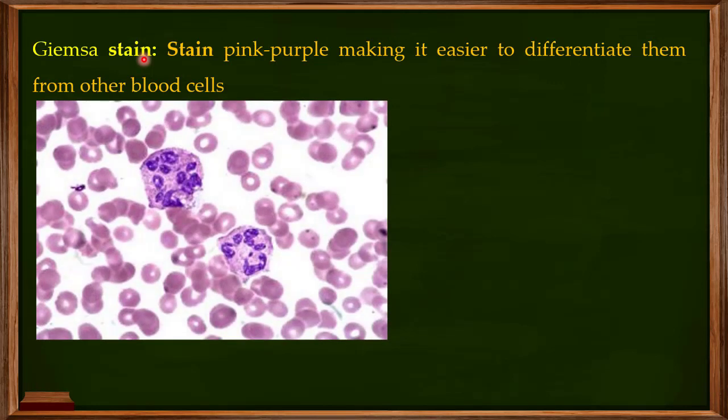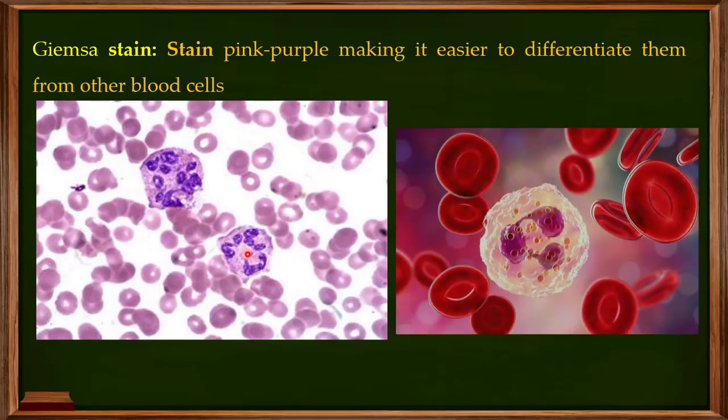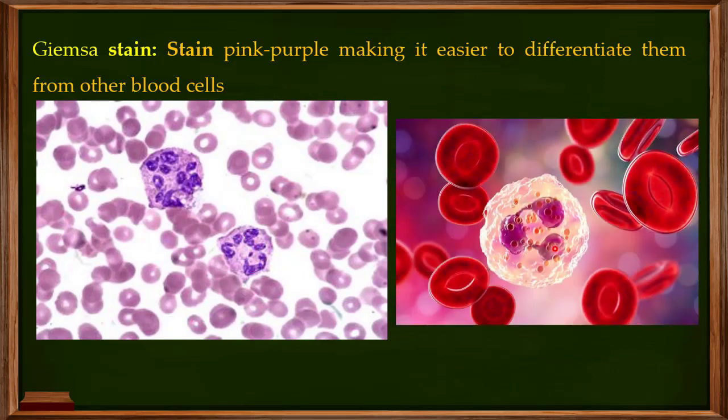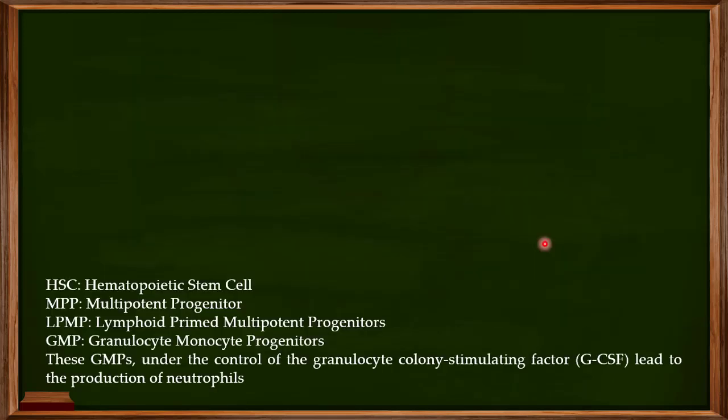So after staining, if you look at them, they actually look like this pink purple. So this is actually a stain one, how you stain them. And if you look at their image, you can clearly see the multi-lobed nuclei over here, and you can see these thin chromatin fibers which are connecting these different lobes of the nucleus of the neutrophils.